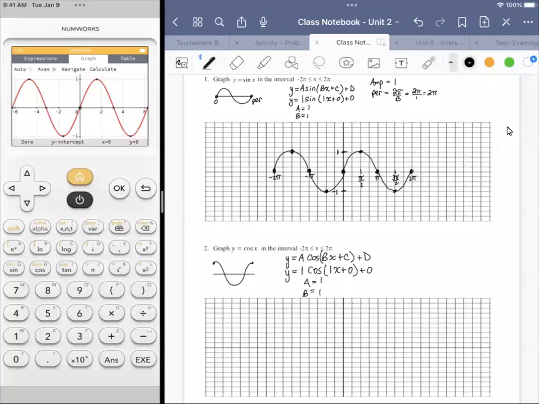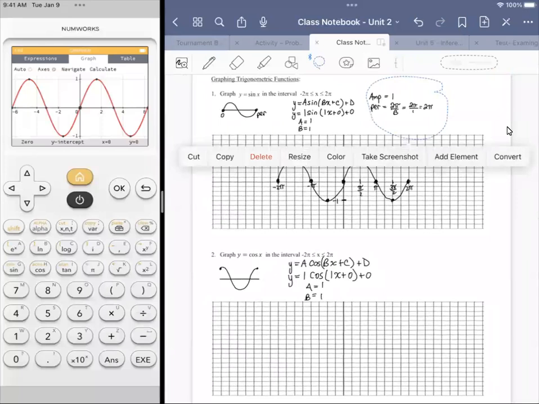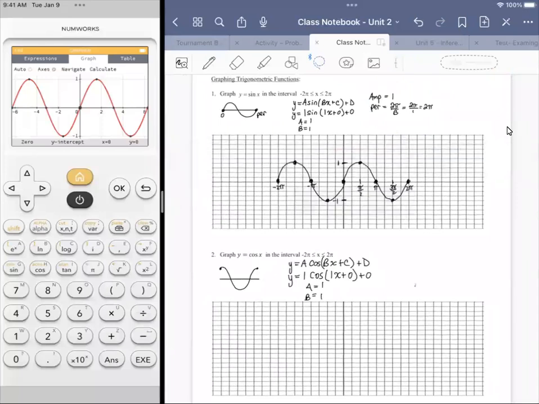The c and d are still going to be 0, so I'm going to disregard those. The amplitude and the period are going to be the same as they are for the sine function. So it's really just a matter of, okay, I'm going to label it the same way, but I'm just going to start in a different location, following the same trend.